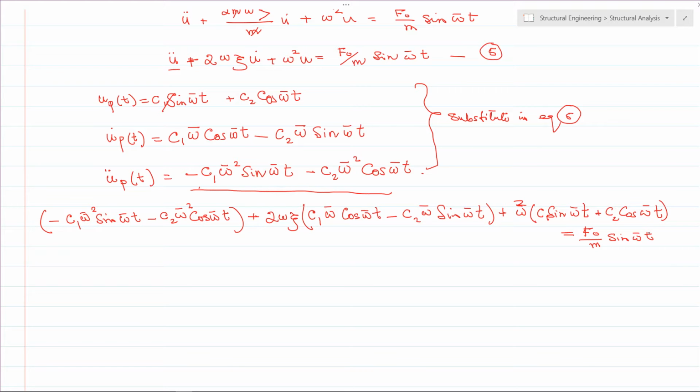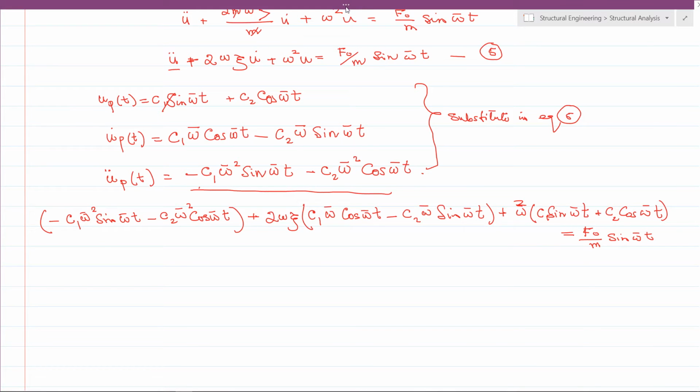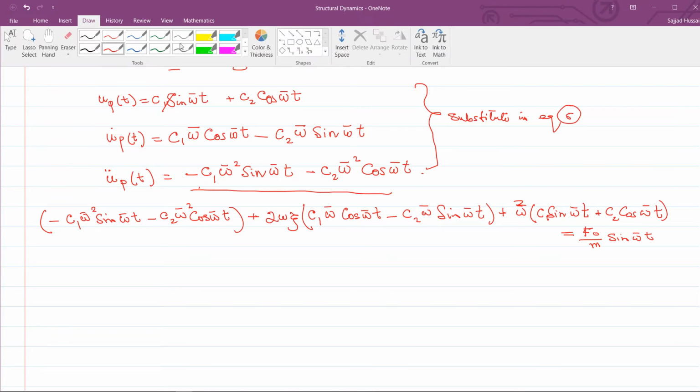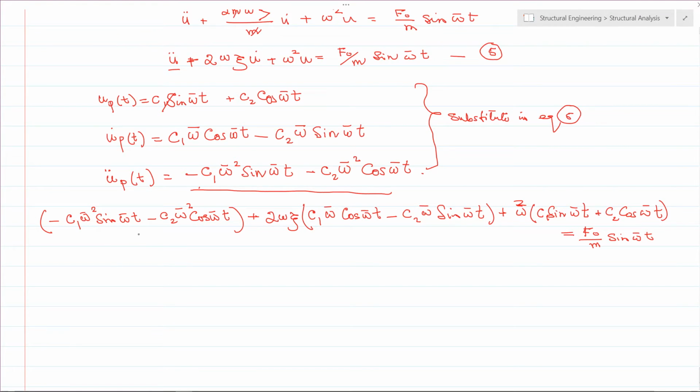Now what we can do? Now we can compare the coefficients. How? It's a very big equation, so let us try to compare the coefficients. For example, here we have sine omega bar. Where else can we see sine omega bar? Sine omega bar, sine omega bar, sine omega bar.